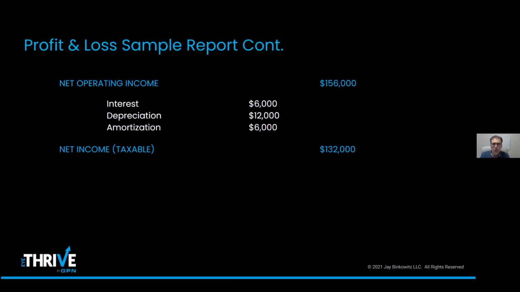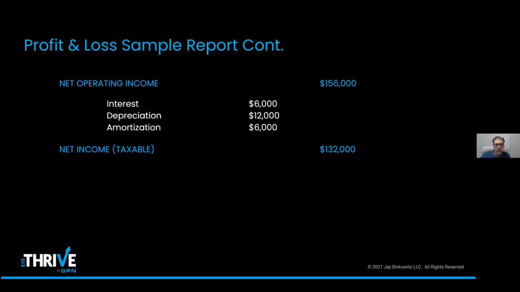So as we continue to work our way down the P&L, there are 3 additional expenses that the IRS allows us to take as expenses against the income of the business to reduce our tax liability. And these 3 additional expenses are interest, depreciation, and amortization. So interest, the IRS says that if you borrow money and you pay interest on that borrowed money, we are allowed to deduct the interest portion of that borrowed money as we repay it back. We're allowed to apply that as an operating expense against the income of the business. So in this example, we've got $6,000 worth of interest income.